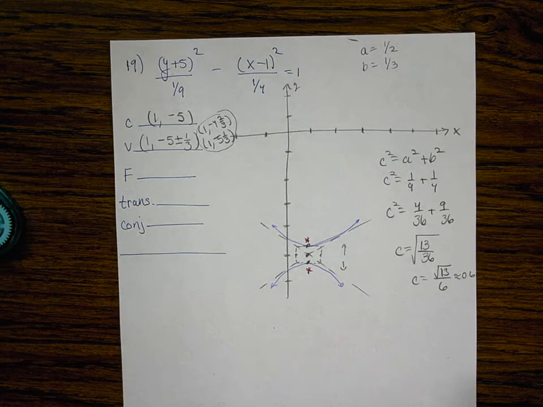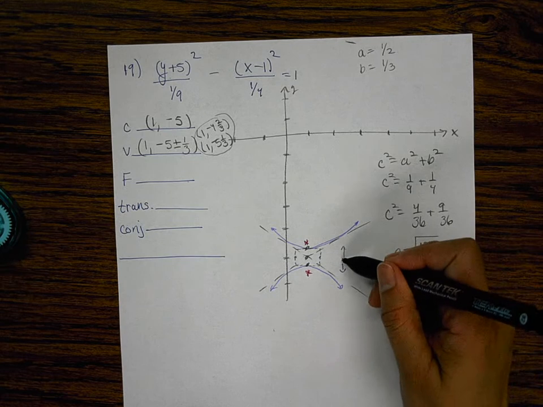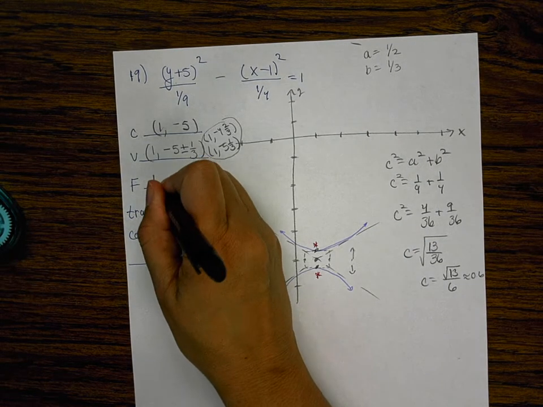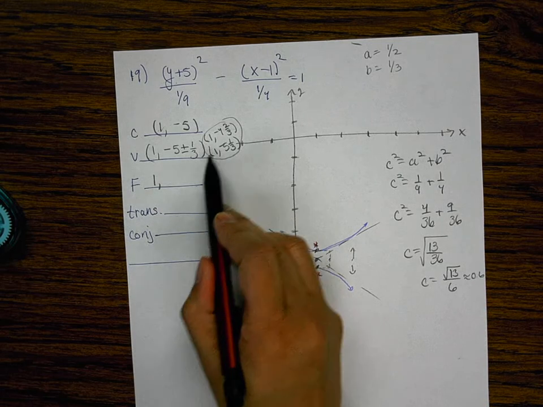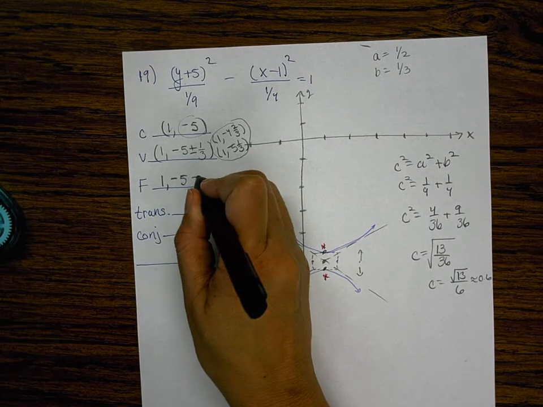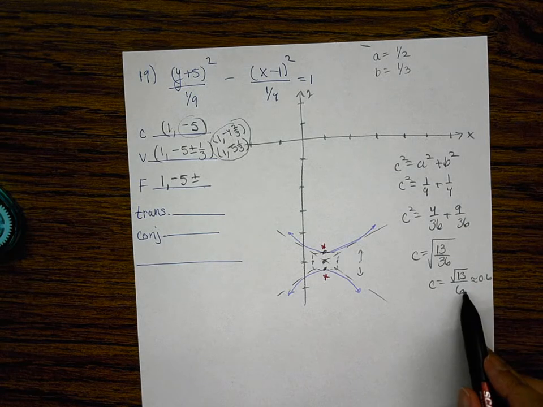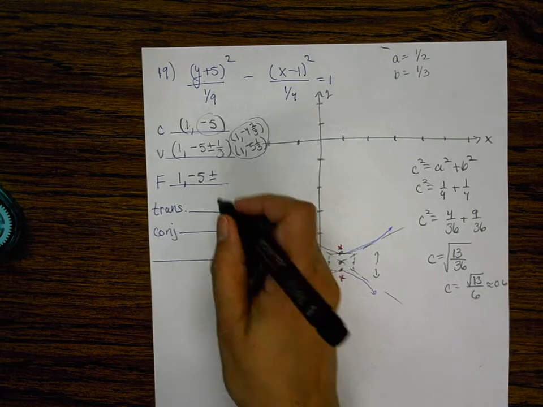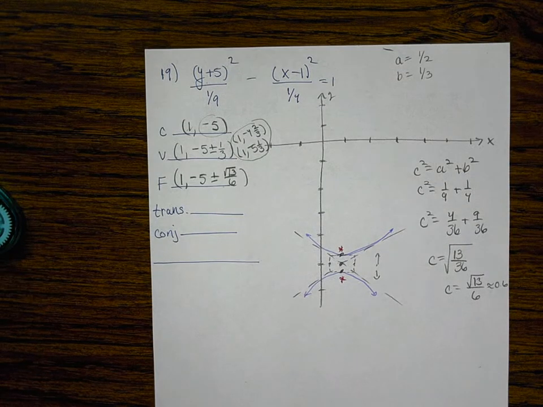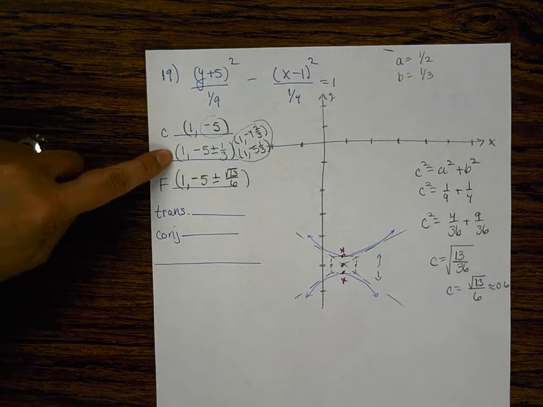Okay, so when I'm moving up and down from the center, what is changing? It's the y. So x is going to stay x, which you can see it has all the way through, and the -5 is what I'm going to do plus or minus. How far did I go up and down? Root 13 over 6. Okay, so it kind of looks like that one there.